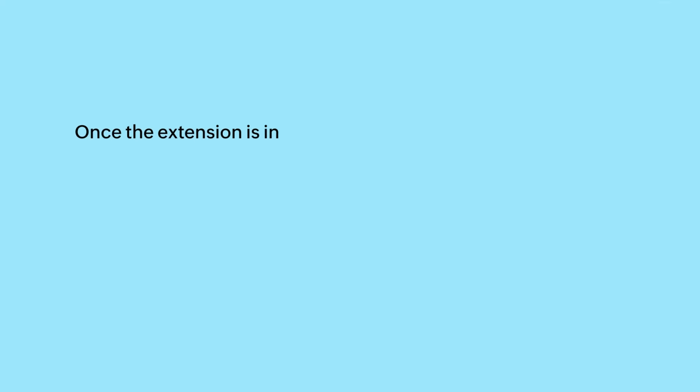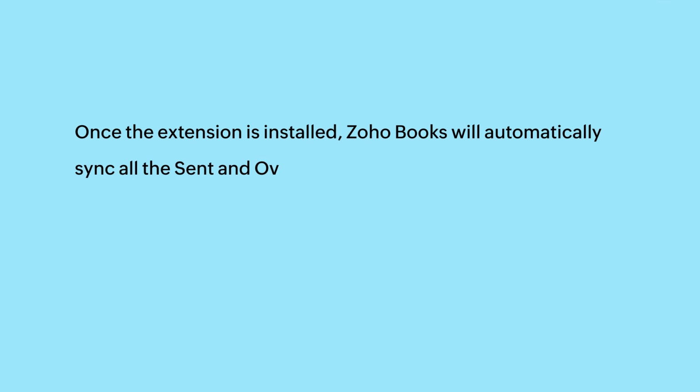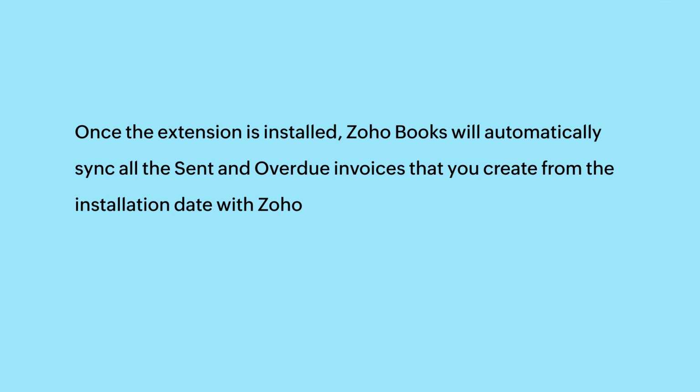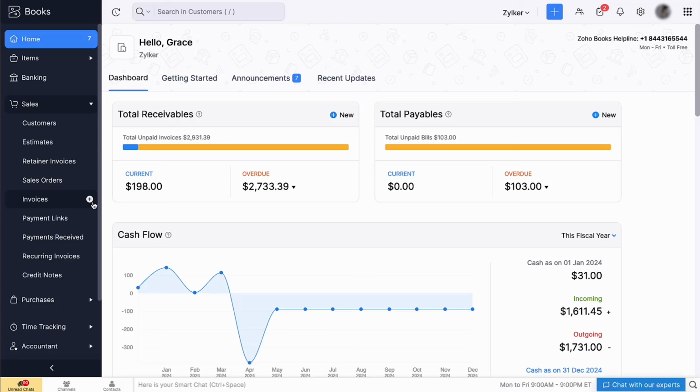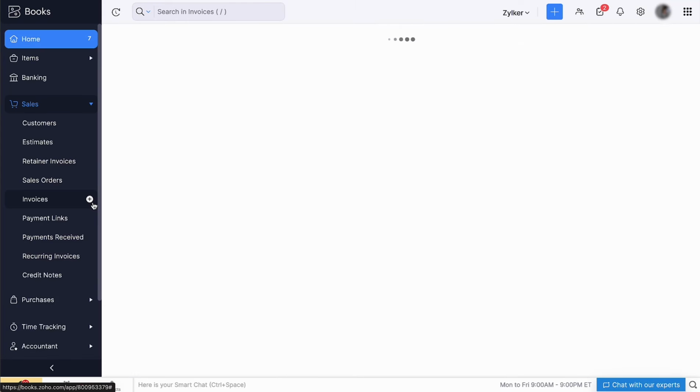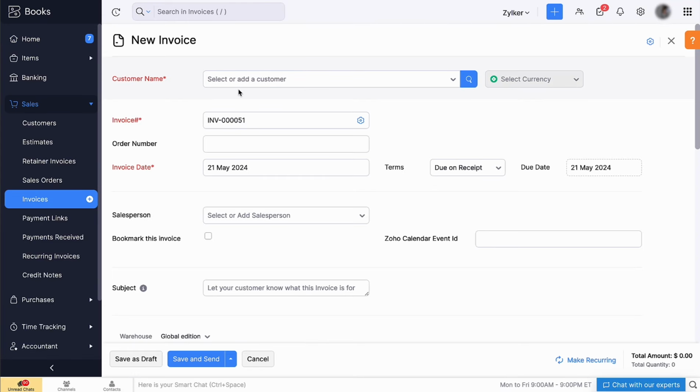Once the extension is installed, Zoho Books will automatically sync all the sent and overdue invoices that you create from the installation date with Zoho Calendar and continue to sync till the end of the year. Note that on each date, only the first 250 invoices will be synced. For the purpose of this video, let's create an invoice in Zoho Books with sent status.